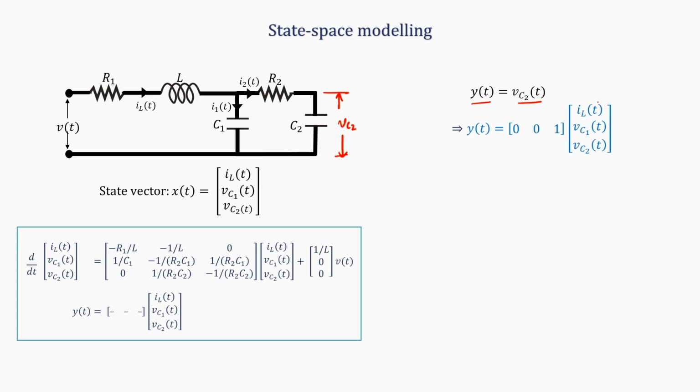Now, I have to write Vc2 in terms of IL, Vc1 and Vc2. So 0 times IL plus 0 times Vc1 plus 1 times Vc2 is your output. This becomes your C matrix. There is no D matrix in this case. There can be examples where a D matrix will show up, but in this case there is no D matrix.